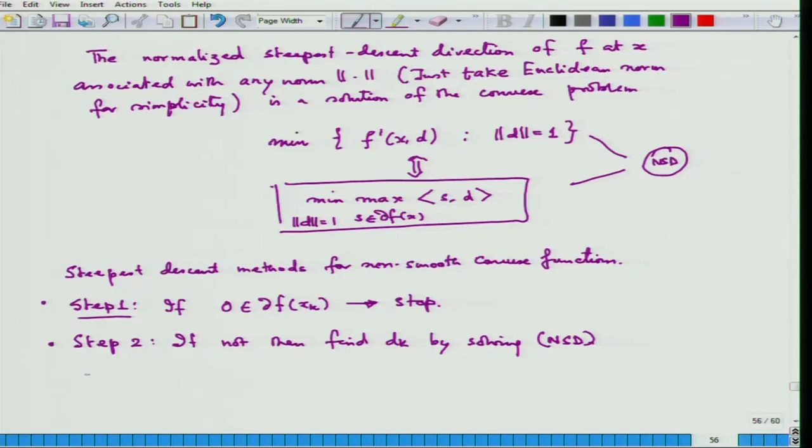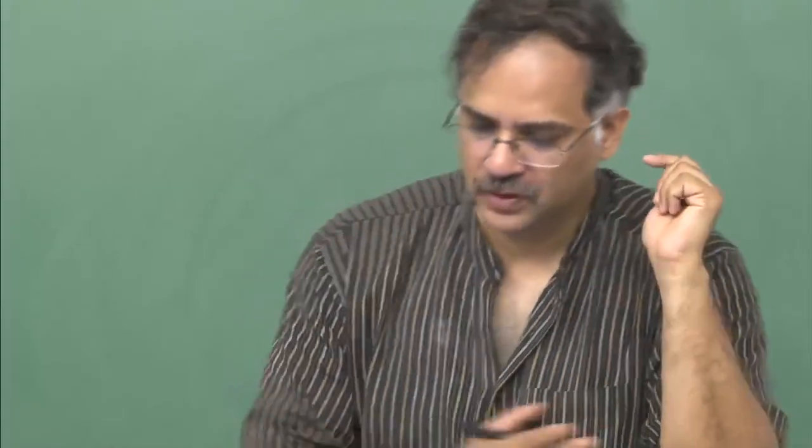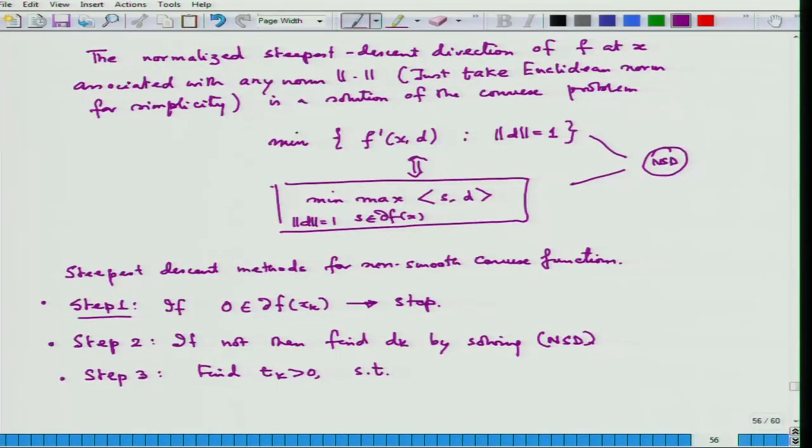Now, you have to find a step size tk, which is step 3. Find tk greater than 0. So, you have to find the descent direction which gives you the minimum value of this. Along that descent direction, I will have to move, because I am taking the minimum value of this one. So, it will be the minimum negative number, quite far from 0. So, the difference f of x plus t d minus f x would be highly negative. Then f x would be quite bigger than f of x plus t d. So, we would have made a good movement. It is enough to have a descent direction, but it is good to have a normalized steepest descent direction.